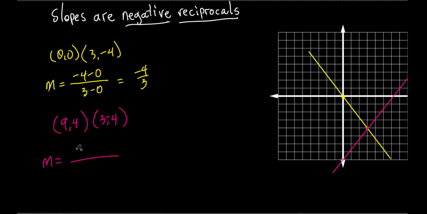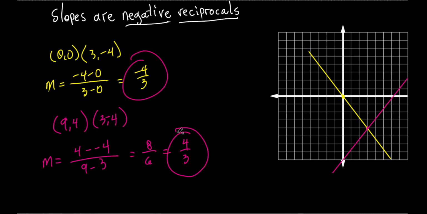So we subtract the y's from each other. So 4 minus negative 4. Subtract the x's from each other. 9 minus 3. This is what? 8 over 6. Reduce it. That's 4 over 3. So the slope of this is negative 4/3. The slope of this is 4/3.